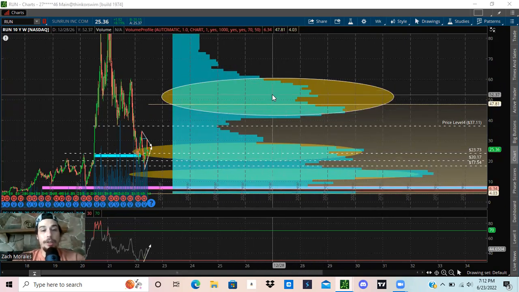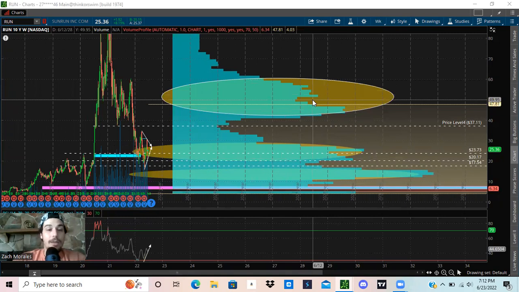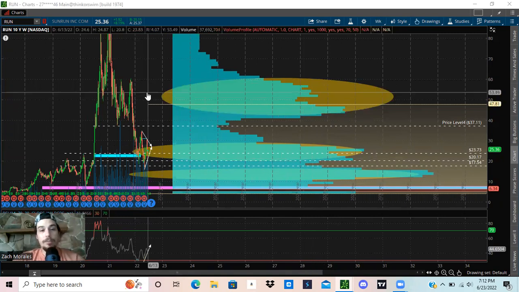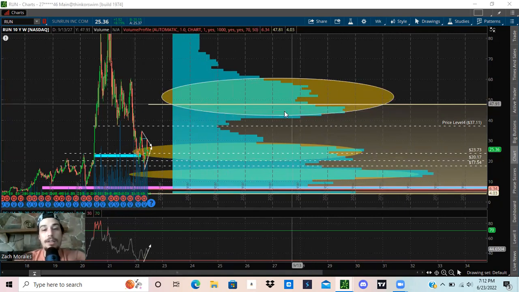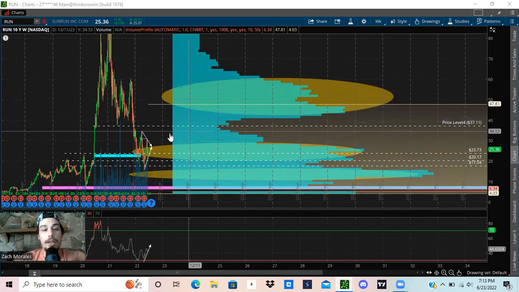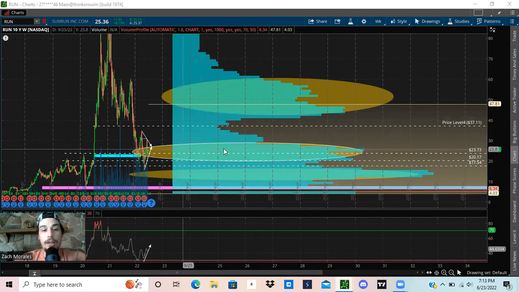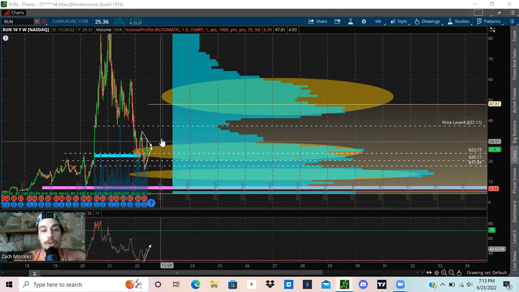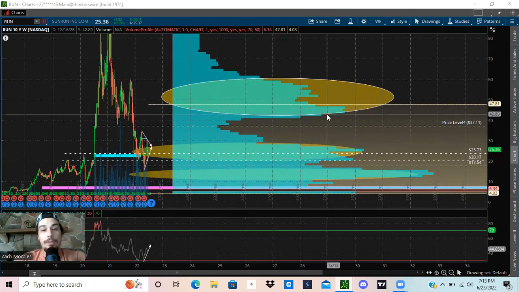We're nowhere near it right now, but the reason we want to pay attention to it is that when we go into these low volume areas, the stock price tends to move quickly through them to another area of high volume. We're currently trading in this high volume node right here. If we're able to push out of it, most likely we're going to head up to an area of high volume.